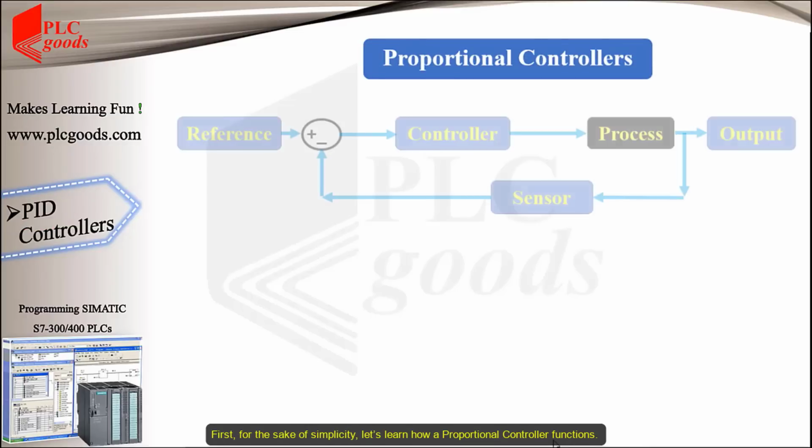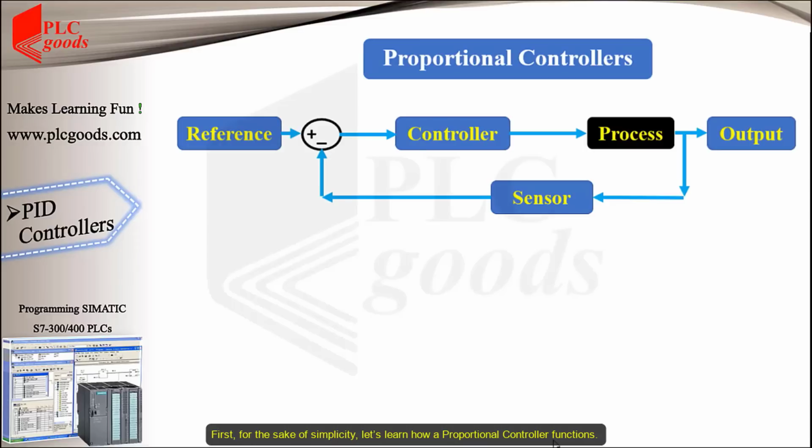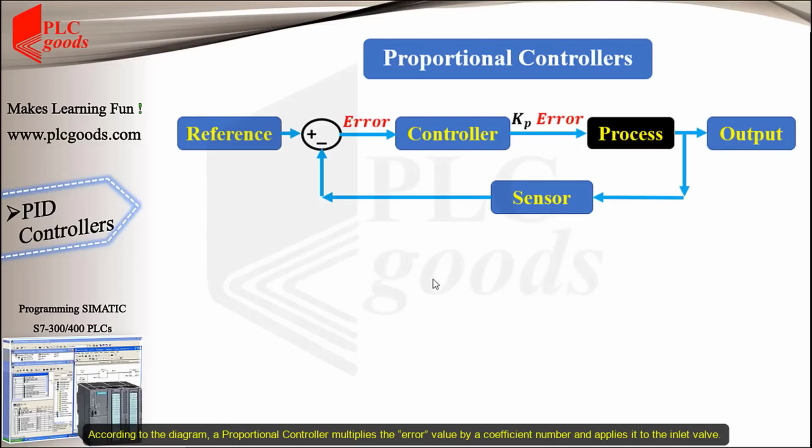First, for the sake of simplicity, let's learn how a proportional controller functions. According to the diagram, a proportional controller multiplies the error value by a coefficient number and applies it to the inlet valve. As an example, if the error value is equal to 10 units and the Kp is equal to 2, then the output of the proportional controller will be 20. For the water tank system, we can assume it is a voltage which should be applied to the inlet valve.